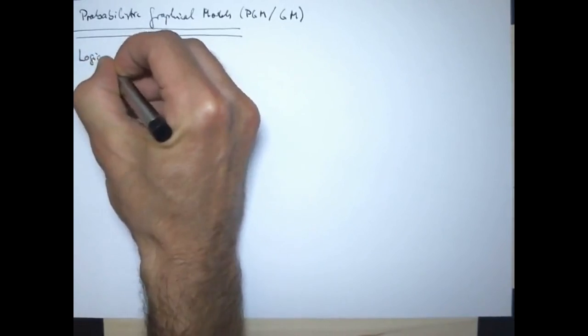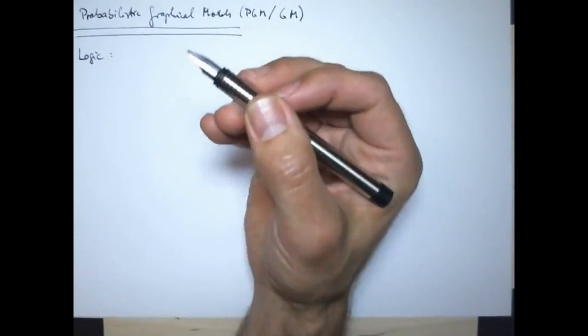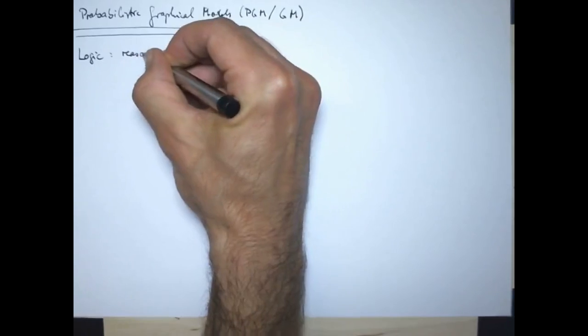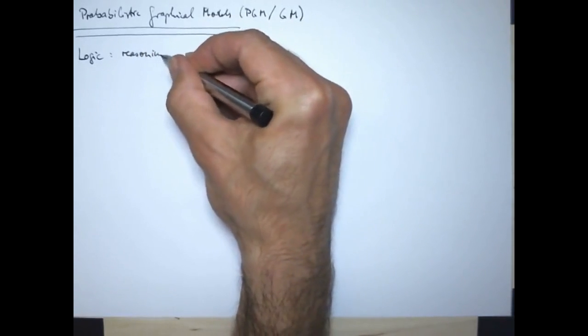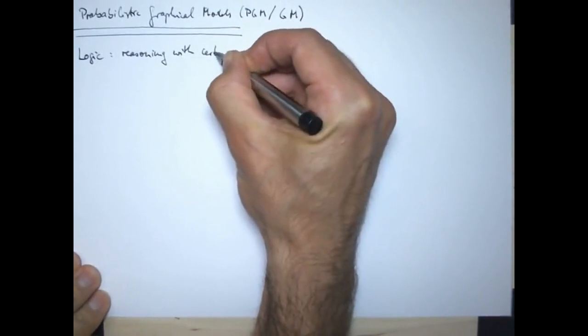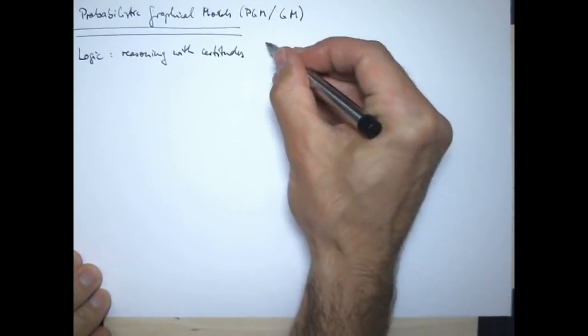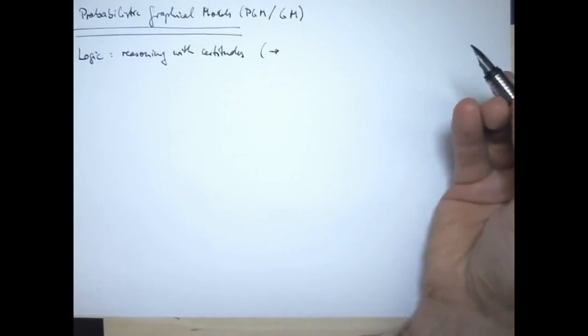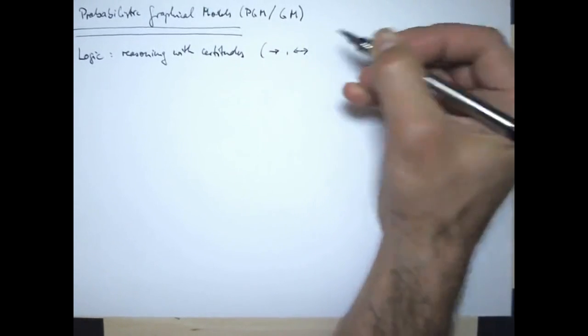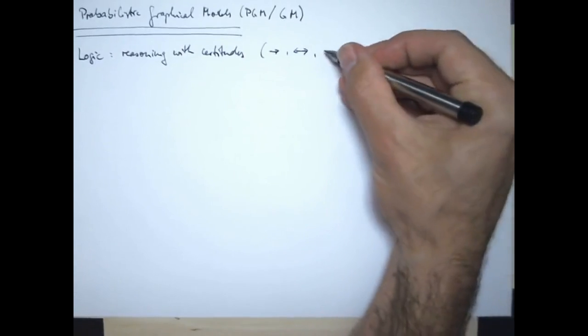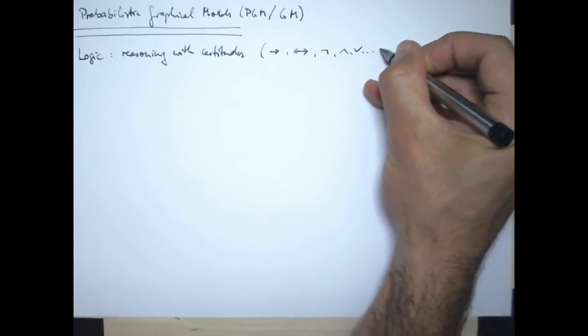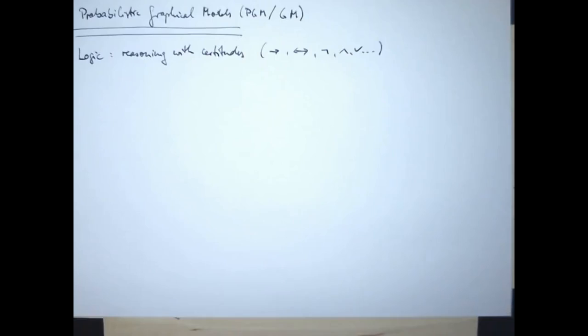If we reason with certain quantities, we can resort to logic. So logic is all about reasoning with certitudes. And we have a couple of relations, like implies or is equivalent with, or negation. We have and, we have or, etc. Gewissheiten in German. So this is when things are either true or false, nothing in between, black or white. Whereas graphical models are all about the shades of gray in between.